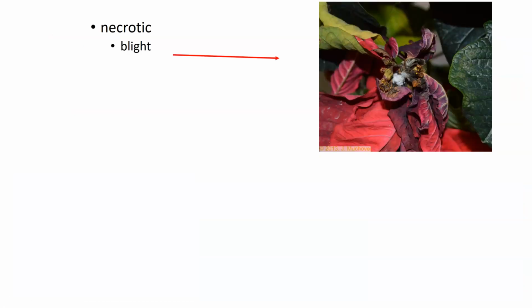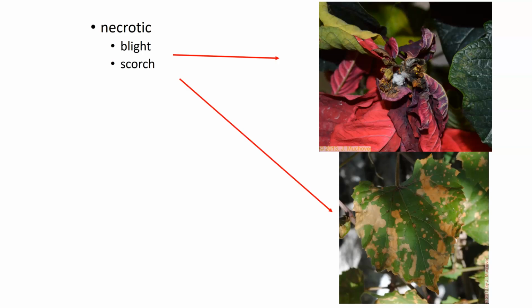Among necrotic types, we talk about a blight. A blight is much more extensive than a leaf spot, and normally we're talking about it attacking a meristem, and when it does that, it does a lot of damage. You can see this blight here. We can have a scorch. A scorch, just like it says, looks like it was burnt, often by hot water or something like that. In this particular case, you can see how this looks like it's been scorched.